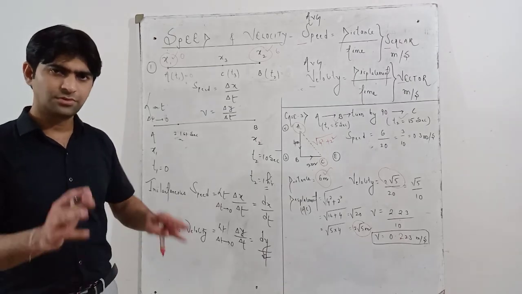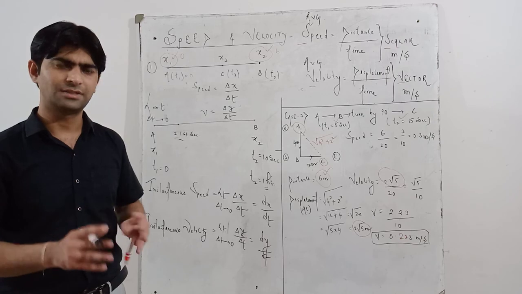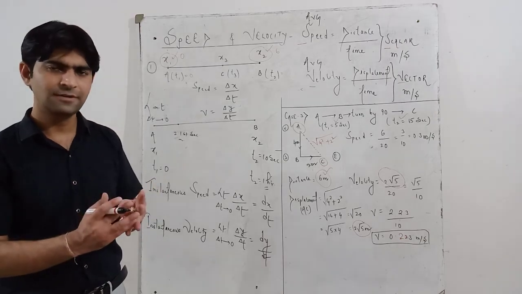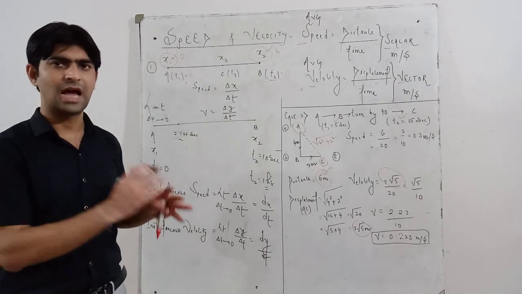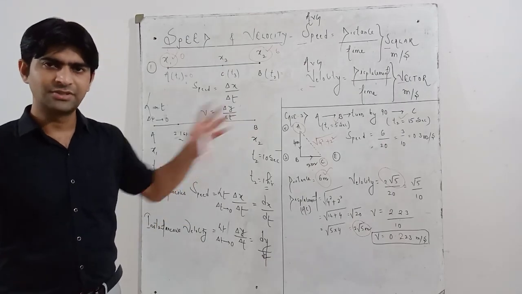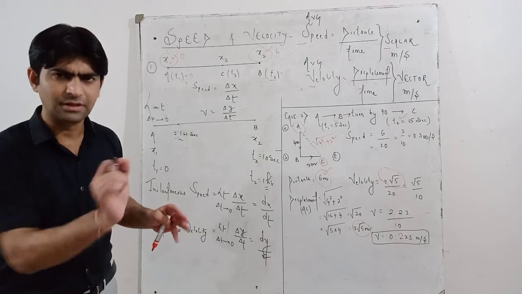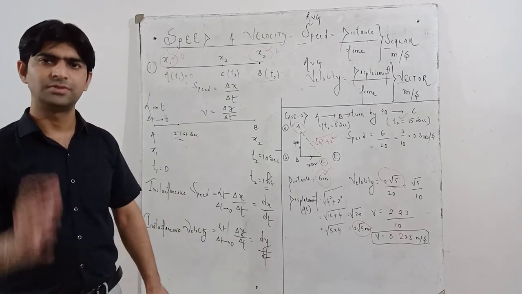So this is all about today's class. We had a discussion on average speed and average velocity, and on instantaneous speed and instantaneous velocity. Average means total, instantaneous means at a particular instant. See you in the next class.